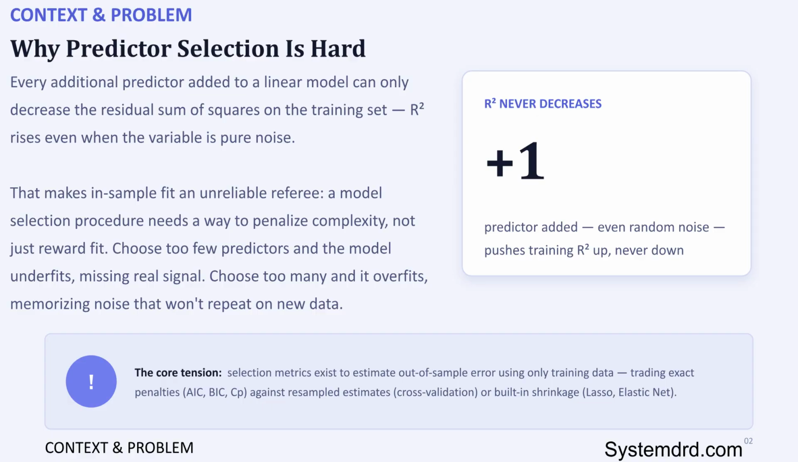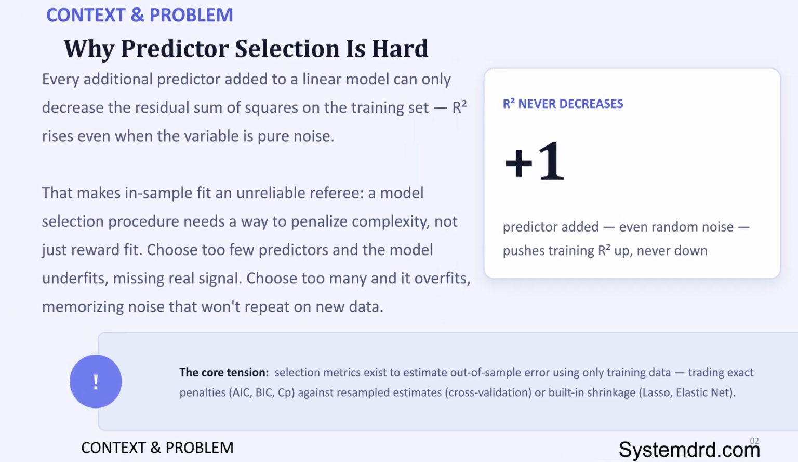Selection metrics exist to estimate out-of-sample error using only the training data you have in front of you. They do that in 3 different ways: exact mathematical penalties like AIC, BIC, and Cp, resampled estimates like cross-validation, or built-in shrinkage as in lasso and elastic net. Let's build the mental model that ties all 3 together.